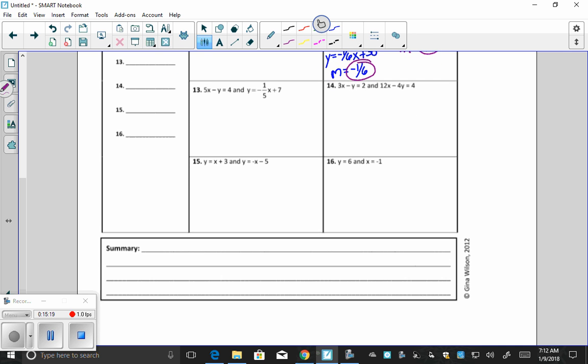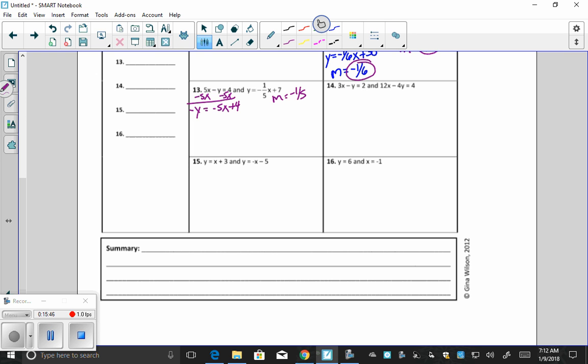Let's look at 13. One of my slopes can already be found. This one is going to be m equals negative 1/5. But my second one, I have to change it. So first thing I'm going to do is subtract 5x from both sides. I'm going to get negative y equals negative 5x plus 4.